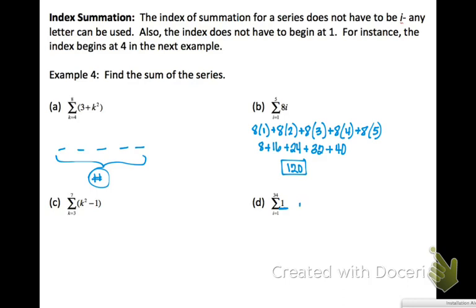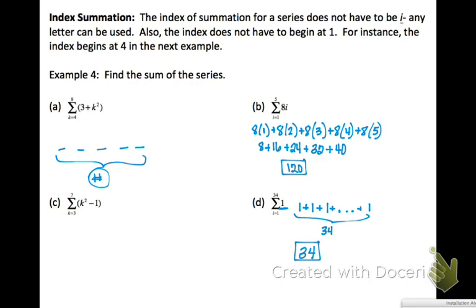So for the first term, my output would be 1. The second term, it would be 1. The third term, it would be 1. All the way up to the 34th term, which would be 1. If I do this 34 times, what am I going to get? 34. So that one's kind of a trick.